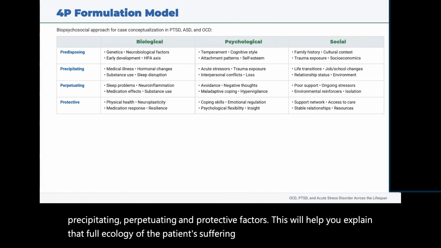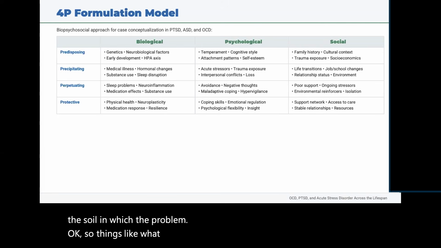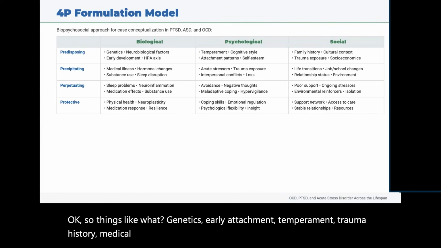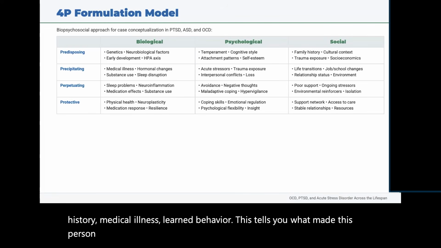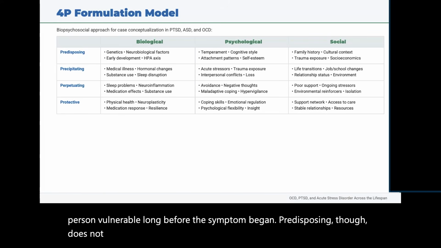So predisposing factors, this is the soil in which the problem grows, okay? So things like what? Genetics, early attachment, temperament, trauma, history, medical illness, learned behavior. This tells you what made this person vulnerable long before the symptom began. Predisposing, though, does not mean diagnosis.